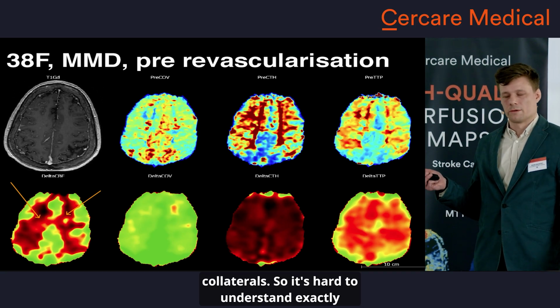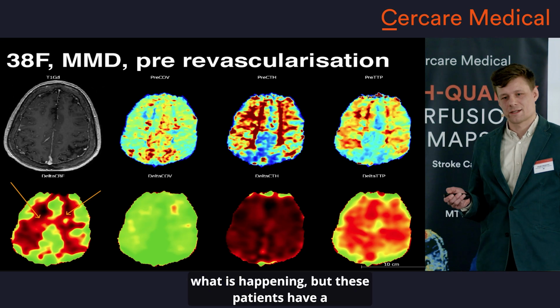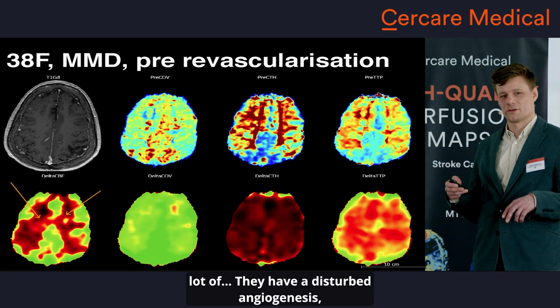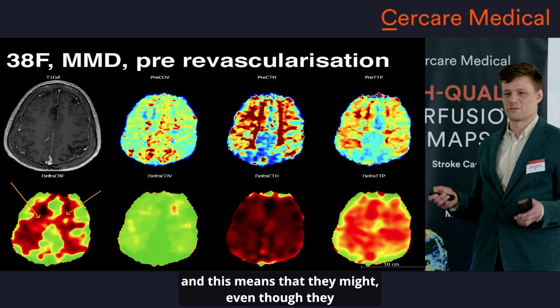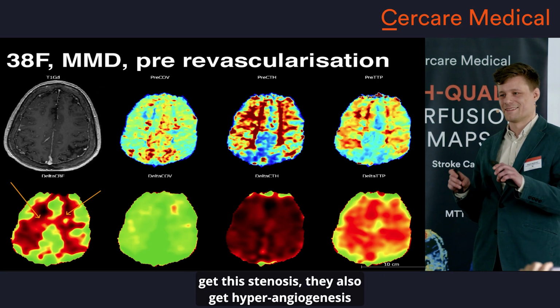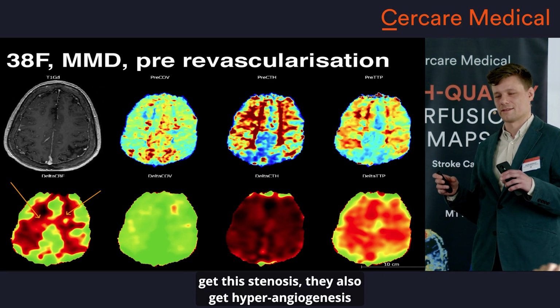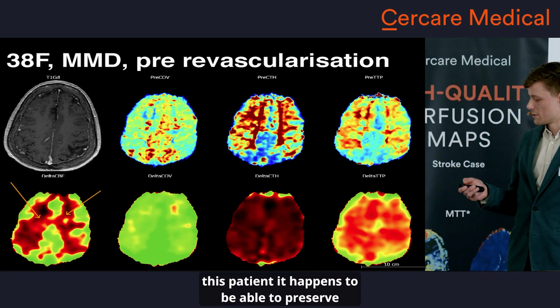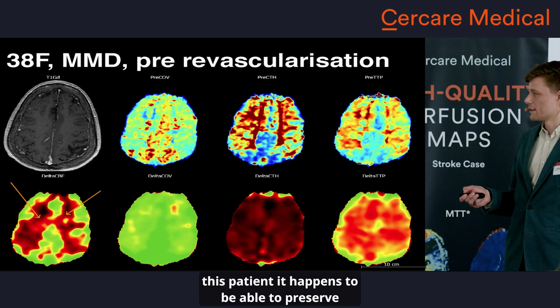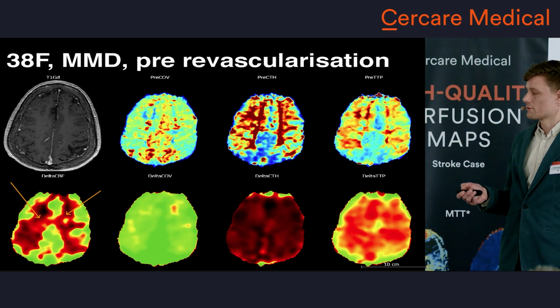So it's hard to understand exactly what is happening, but these patients have a disturbed angiogenesis. And this means that even though they get these stenosis, they also get hyperangiogenesis and a lot of collateralization. And in this patient, it happened to be able to preserve cortical flow.